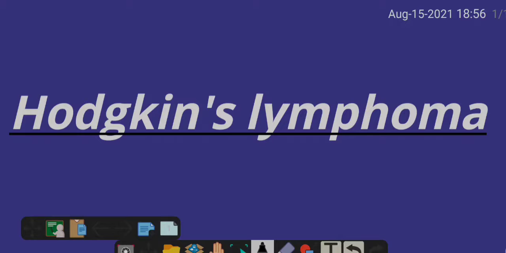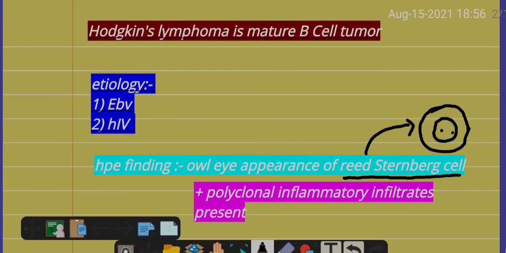So to begin with, Hodgkin's lymphoma is basically a mature B cell tumor, and its etiology includes Epstein-Barr virus and HIV. On histopathological findings, the owl-eye appearance of the Reed-Sternberg cell is seen. This is the classical cell of Hodgkin's lymphoma. It has a nucleus with two prominent nucleoli. On histopathology, polyclonal inflammatory infiltrates are also present. In Hodgkin's lymphoma, RS cells are limited in number, and predominantly these polyclonal inflammatory infiltrates are present.